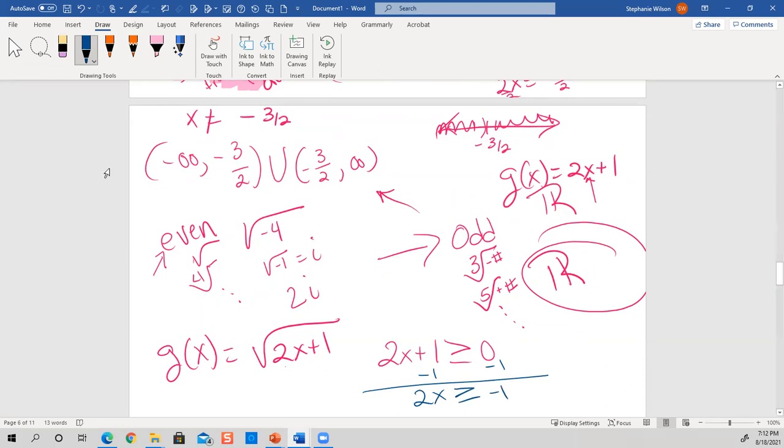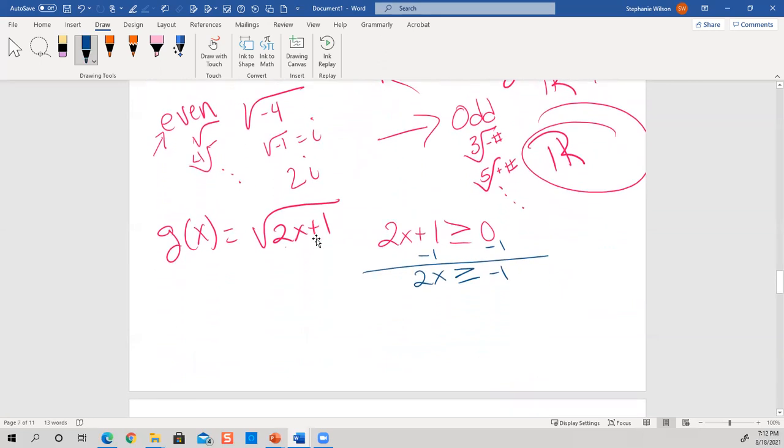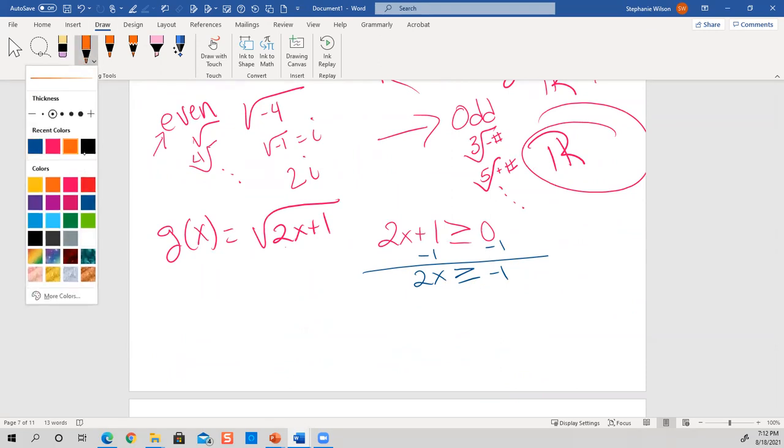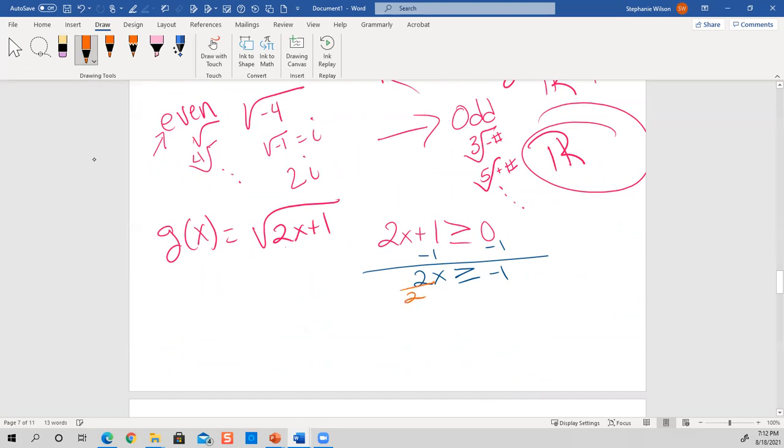And guys, back to the basic algebra, I need a coefficient of +1 on x. If this was a -2 here, and I divided by the -2, remember this would have flipped. In this case, it's positive, so I'm not going to flip that. Okay, so that worked out. We're just going to divide by the +2. Again, if it was -2, it would have flipped that. So I got x is greater than or equal to -1/2.